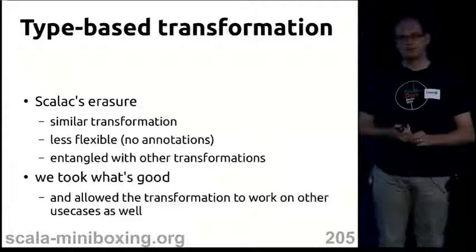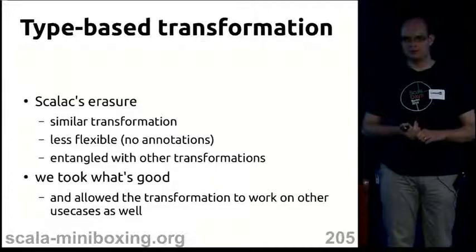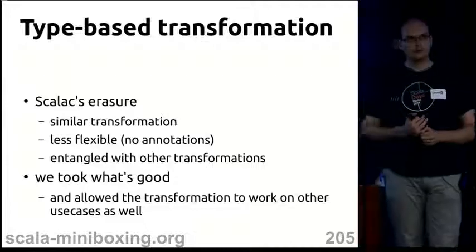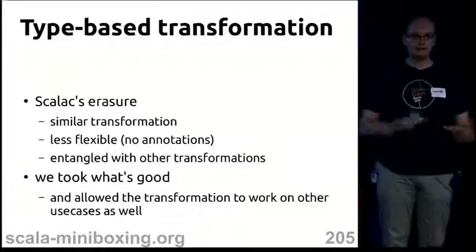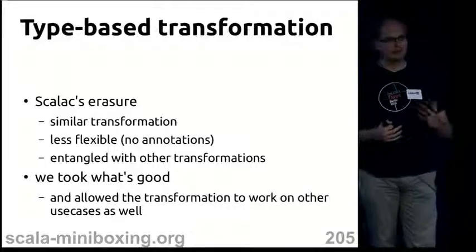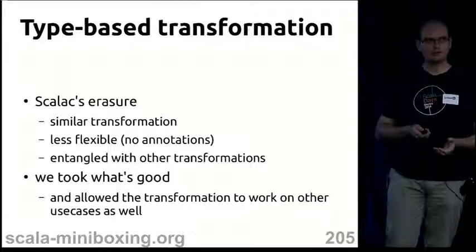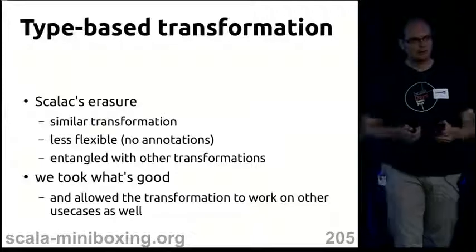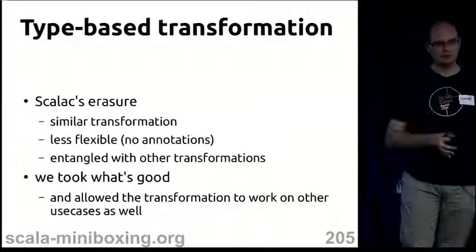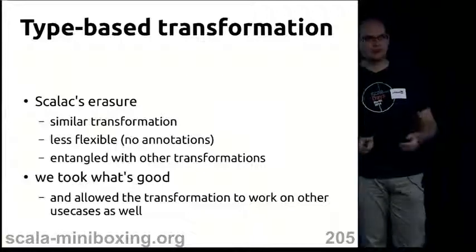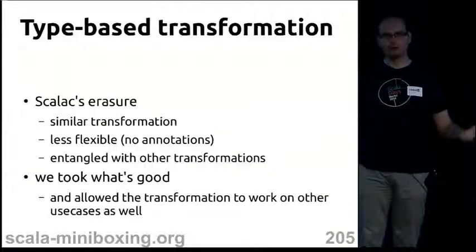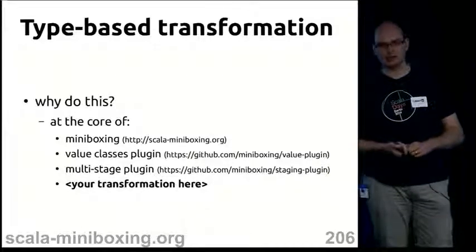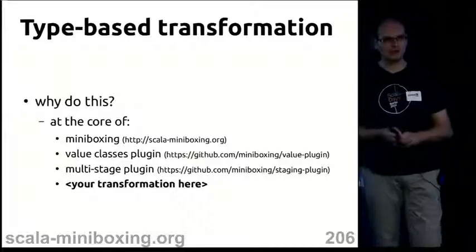Okay, so this is already done in scalac's erasure. And it's a very similar transformation happening there. Unfortunately, it's a little bit less flexible, because it does not allow annotating the specific values that you want unboxed. And it's entangled with other transformations, so it's not really usable. So what we did was take this transformation, which was already there, make it more general, and thus allow it to be used for more use cases. So why do this? Well, it was useful for miniboxing in the first place. That was my number one concern.